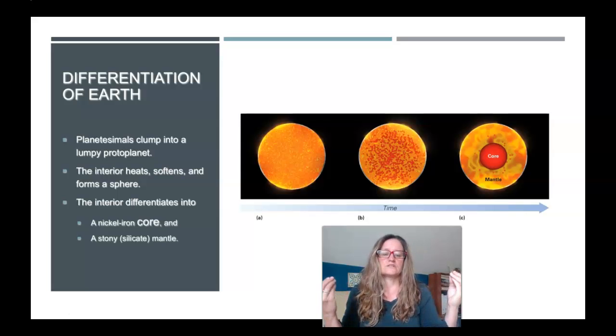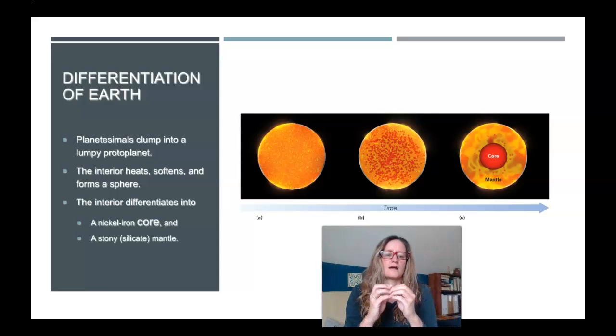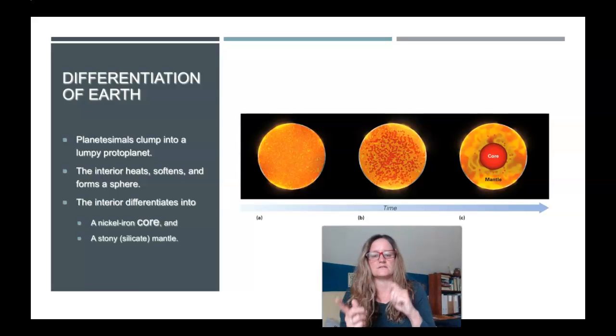The kinetic energy just from the bombardment and the collapse and the gravity there caused the Earth to melt. When it melted, the lighter elements rose up to the surface of the Earth, and the heavier elements, nickel and iron, sunk down to become our core. And so at this point, we had what's called differentiation, where we got different layers.